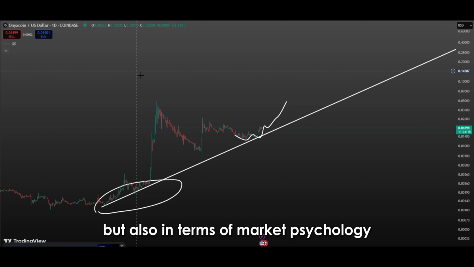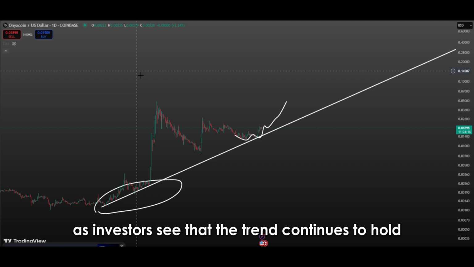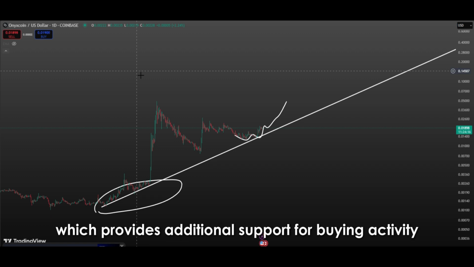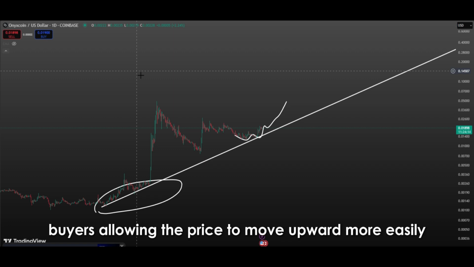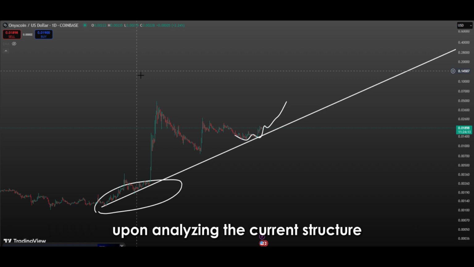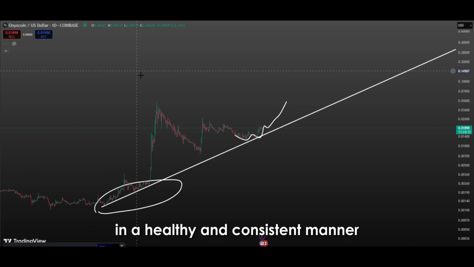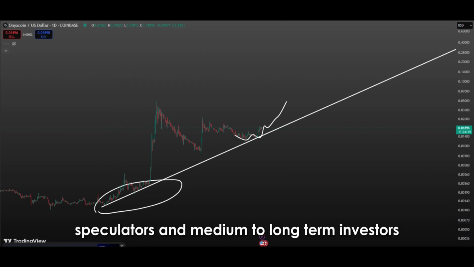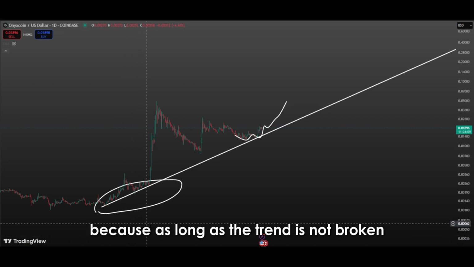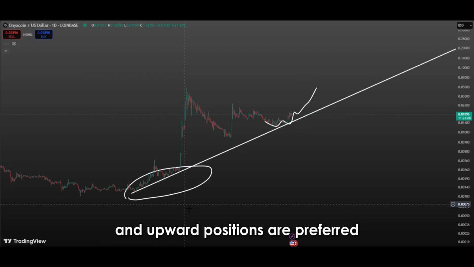terms of market psychology. The market's loyalty to this line symbolizes its determination to sustain the uptrend. As investors see that the trend continues to hold, they gain more confidence, which provides additional support for buying activity. This increases the number of buyers, allowing the price to move upward more easily. Upon analyzing the current structure, it is apparent that the ascending trend is progressing in a healthy and consistent manner. This structure will continue to attract the attention of both short-term speculators and medium to long-term investors, because as long as the trend is not broken, the market's risk perception remains low and upward positions are preferred.